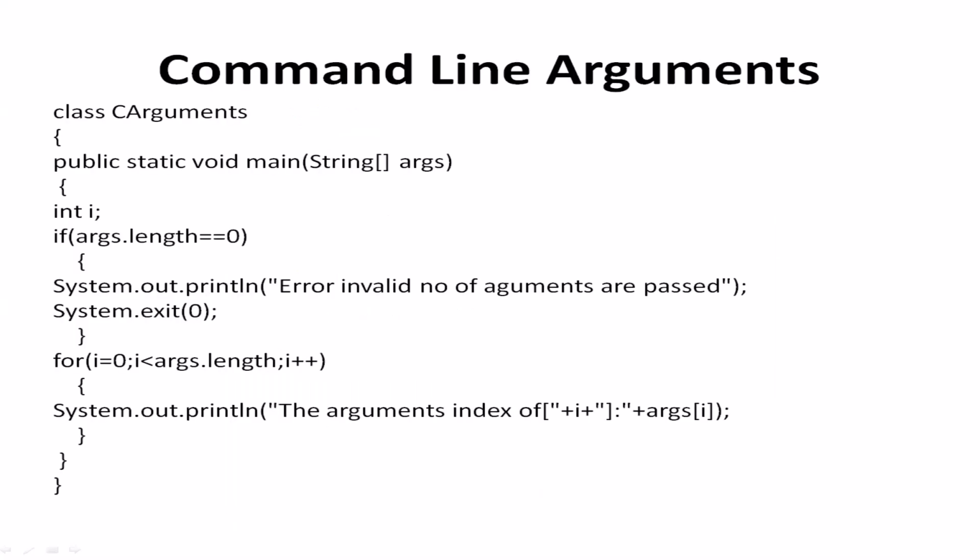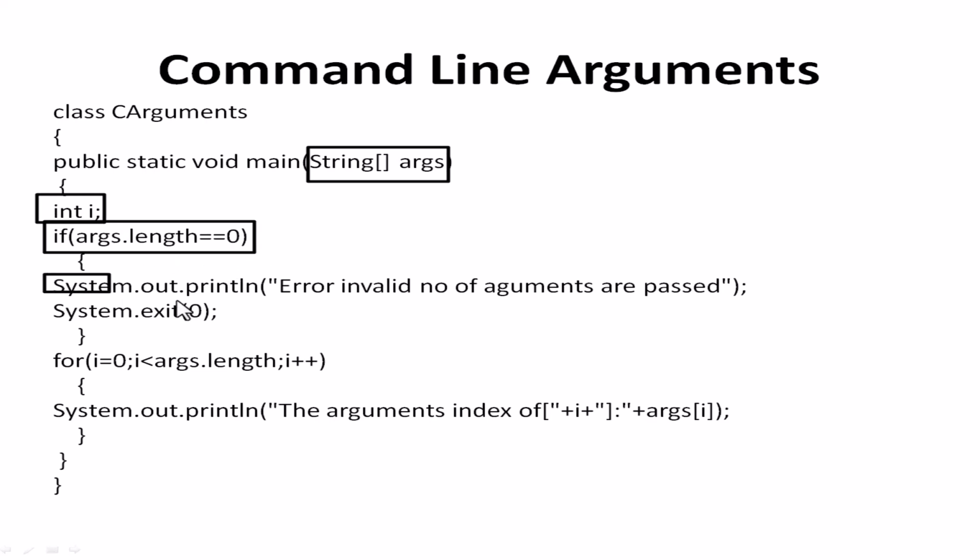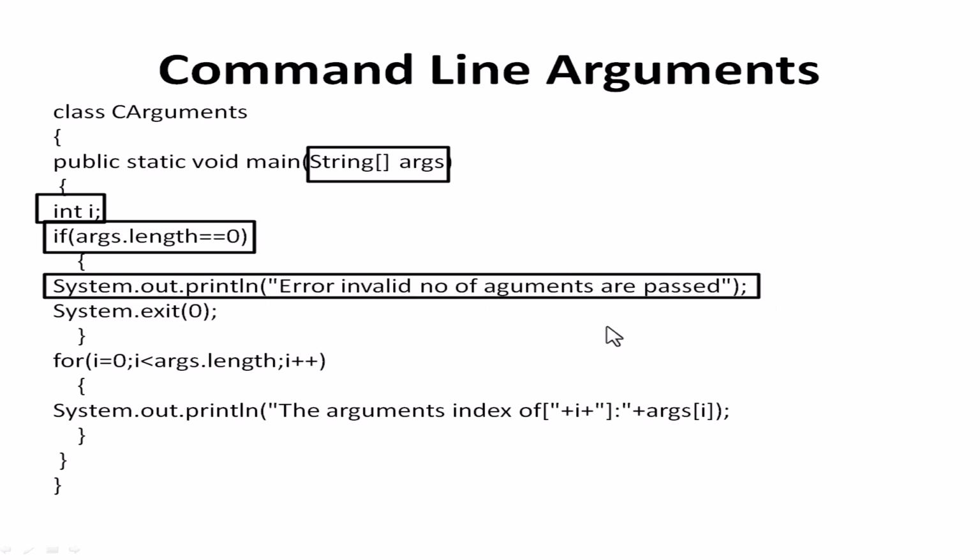Next, creating command line arguments. If you want to run this, let us see how the Java command line arguments accept the input. Now we are going to check the condition. We have initialized an int i. If args.length equals 0, then it has to print the message invalid number of arguments are passed, and it should exit from the system.